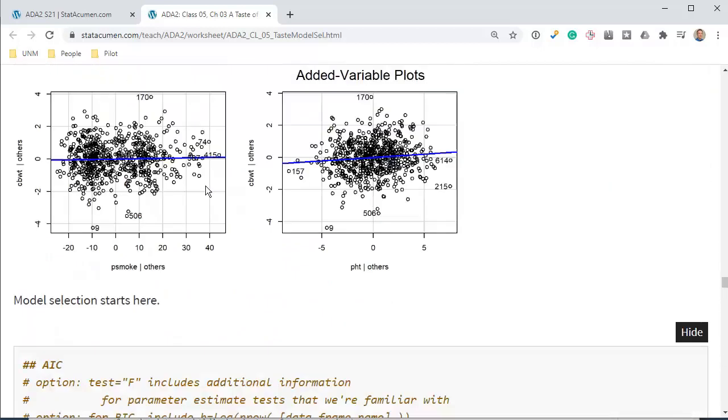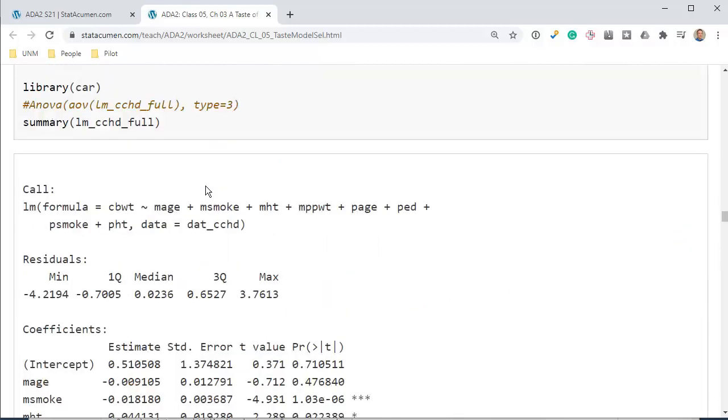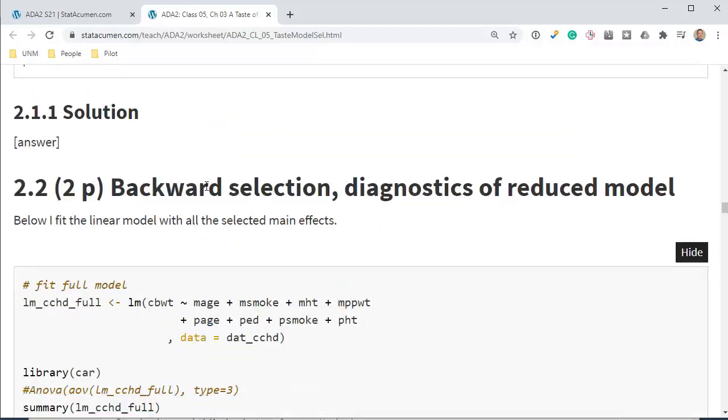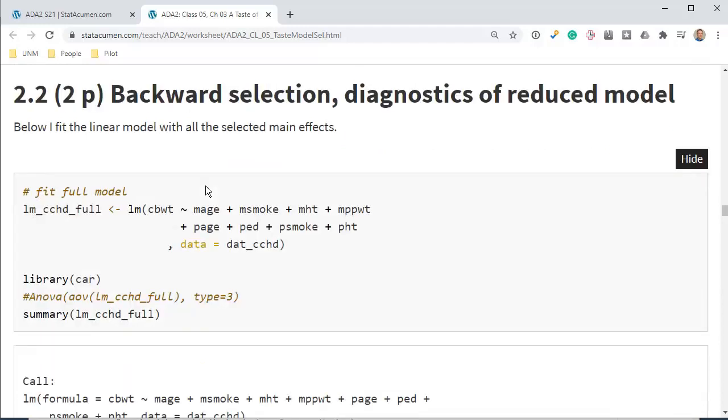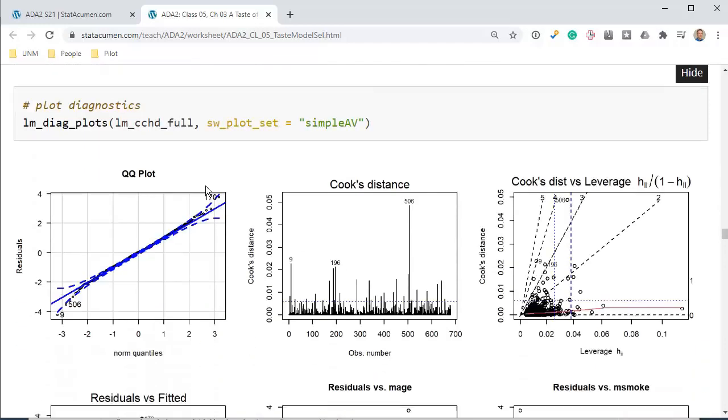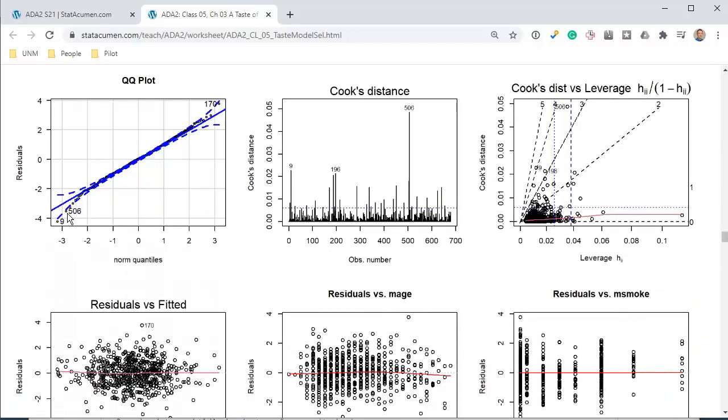I'm paging back up. Okay, so there's not that much to answer for this part of the assignment. I think I let you off a bit easy. But let's start here. The QQ plot shows that our residuals are basically normal. We have a few points out here that are beyond the bars, but this is a fairly minor departure.